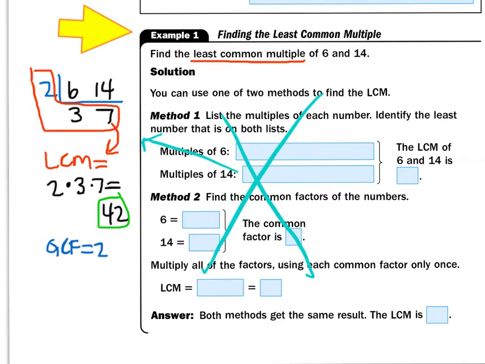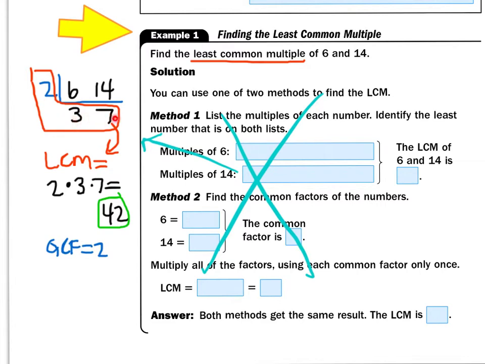Okay, so let's look at example 1, finding the least common multiple of 6 and 14. So I don't like the way the book does it. I'm going to show you here with the birthday cake method. It is the fastest way I know to show you. Just put the 6 and the 14 right next to each other and do the upside down division. And of course they're both even numbers, so I put a 2 on the outside and I divide. 6 divided by 2 leaves me with 3. 14 divided by 2 leaves me with 7.